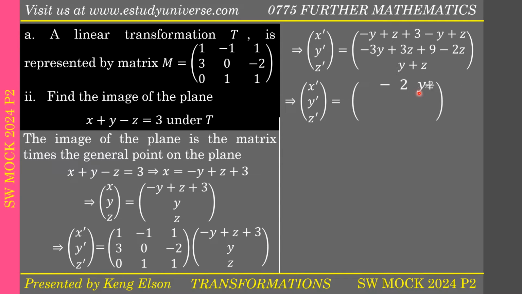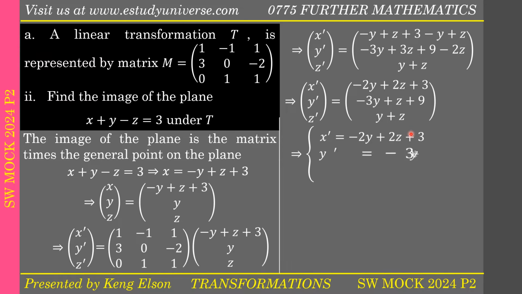From there we just need to bring like terms together and simplify. Doing that, negative y minus y is negative 2y, z plus z is 2z, and plus 3. Negative 3y, there is no other y, so we leave it like that. 3z minus 2z is z, plus 9, and we are left with y plus z. So x prime is in terms of y and z, y prime is in terms of y and z, and z prime is in terms of y and z.